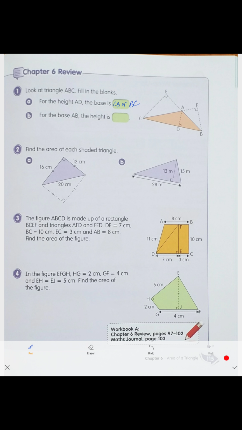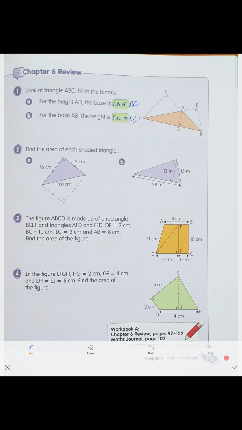Now they ask us for the base AB. This is the base AB, and there are two basically confusing options, but again we extrapolate this line, and we make a perpendicular line, right? So this will be the height. So the height is CE or EC, doesn't matter, right? CE. All right, good. Gonna erase that thing.